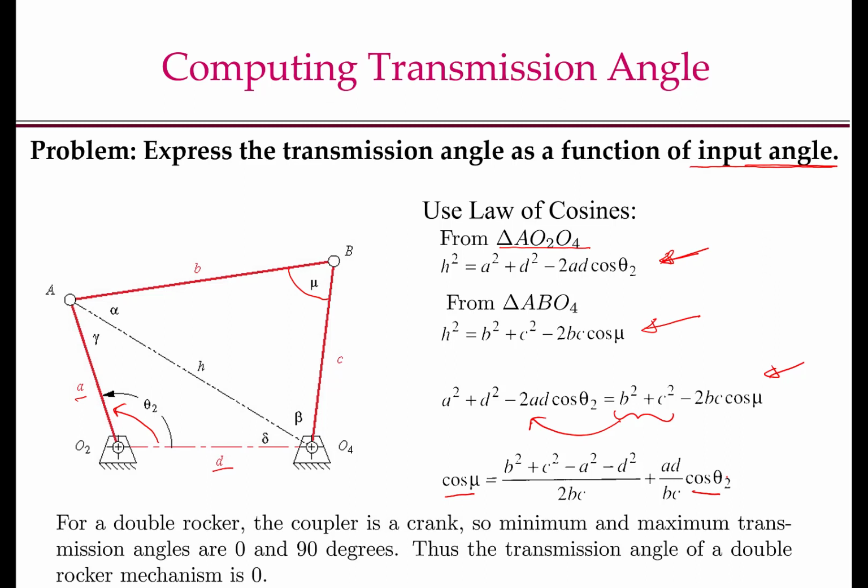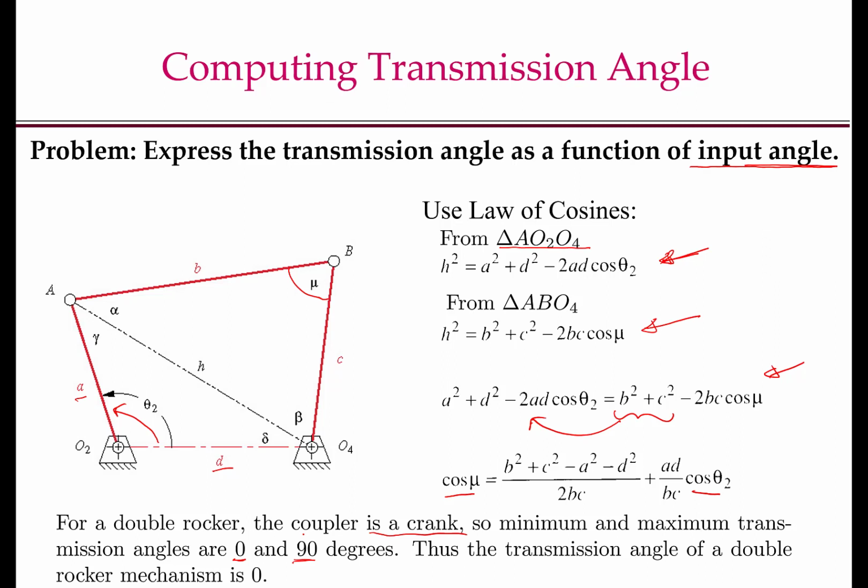For a double rocker mechanism, the coupler is a crank. Hence, the coupler undergoes a full rotation. So, the coupler during the motion will align itself with the output link and also be at an angle of 90 degrees to the output link. Therefore, the minimum and maximum transmission angles that are possible are 0 and 90 degrees. Since the transmission angle of a mechanism is the minimum possible transmission angle over its full motion, the transmission angle of a double rocker mechanism is 0.